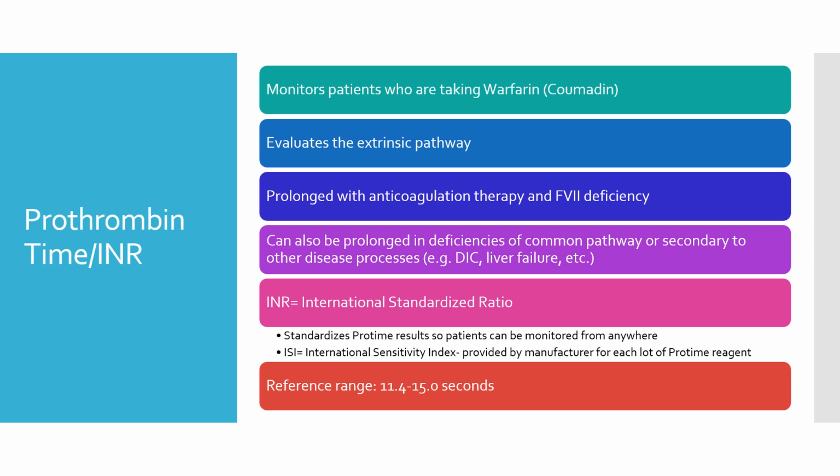We might also see prolongation in deficiencies of the common pathway or secondary to other disease processes, like, for example, liver failure or disseminated intravascular coagulation, where that's a consumptive coagulopathy. We've kind of mentioned that back in our white blood cell unit when we talked about our AMLs. And essentially, that is where an overactivation of the coagulation cascade occurs, and it happens so rapidly that it completely utilizes all of the coagulation factors that are available, as well as the platelets.